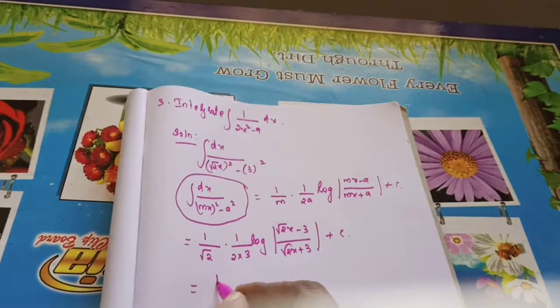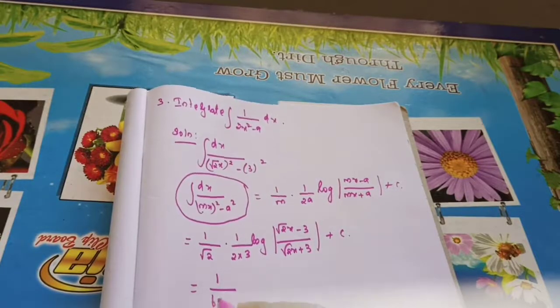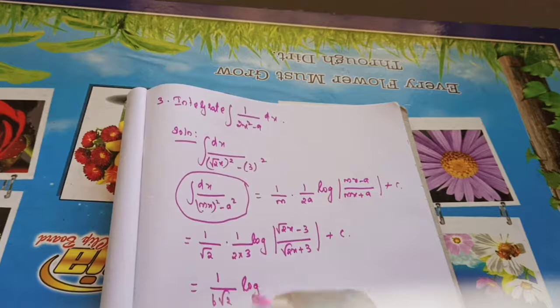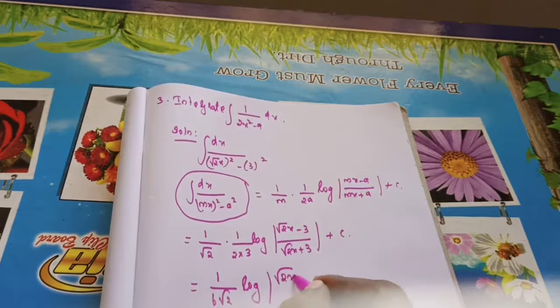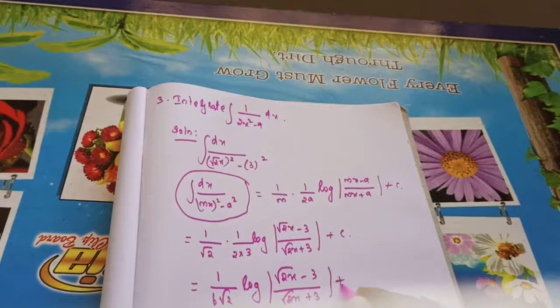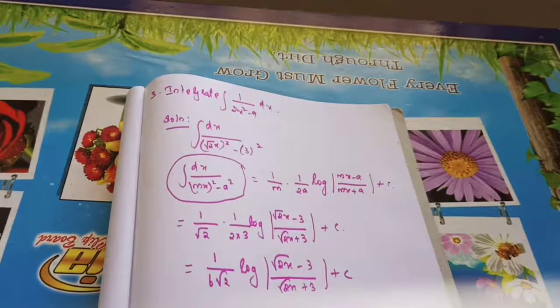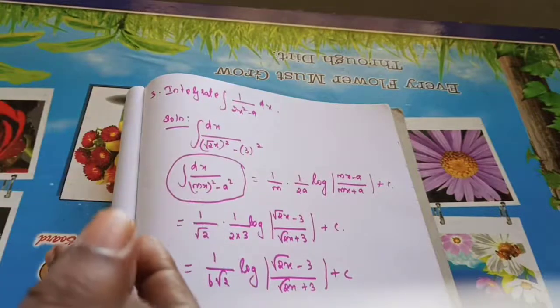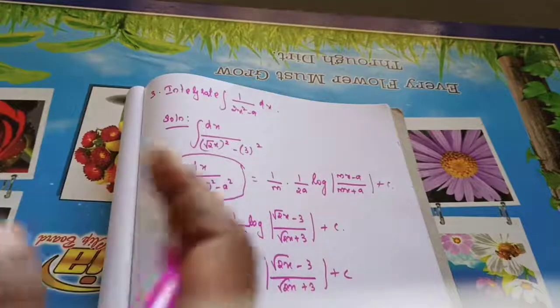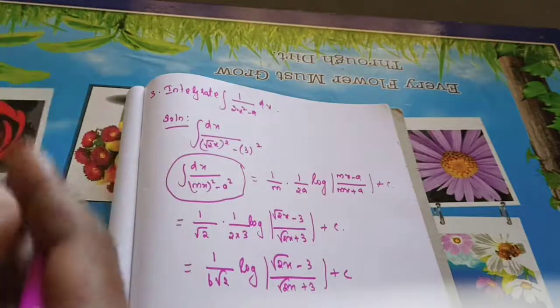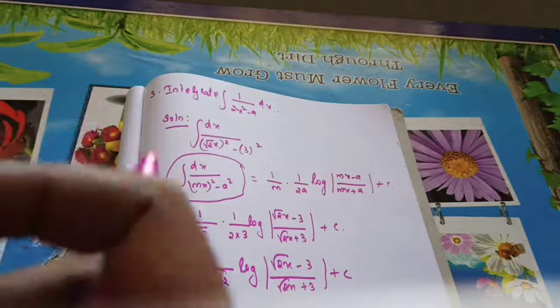That's equal to 1 by 2 into 3 is 6, so 1 by 6 root 2 log of modulus of square root of 2x minus 3 divided by square root of 2x plus 3, plus c. Got it, children? This is the only difference here. Here there is a value m for x. In your book there are some notes on this.